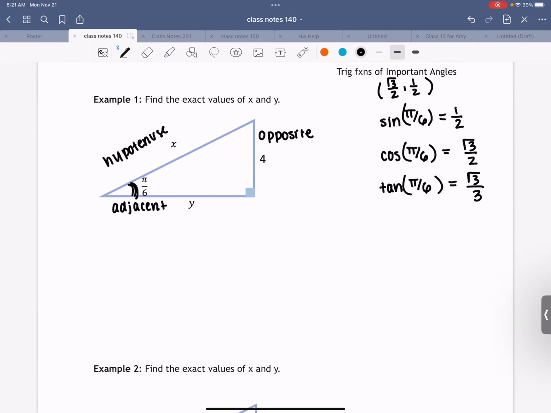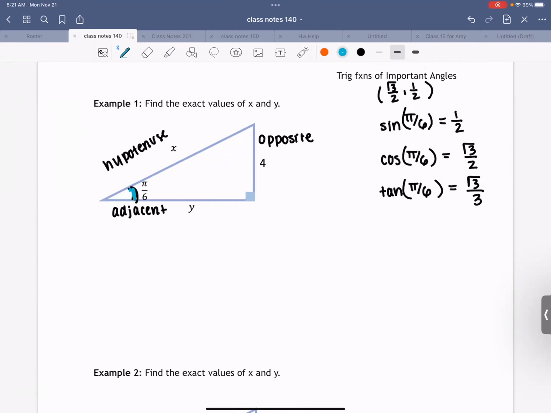Now, the angle is this one, and I'm trying to find the sine of that angle. What's another way of finding sine in reference to a right triangle? It's the first part of SOHCAHTOA. Good. We don't just know that sine of pi over 6 is 1/2. We also know that based on the triangle, sine is opposite over hypotenuse.